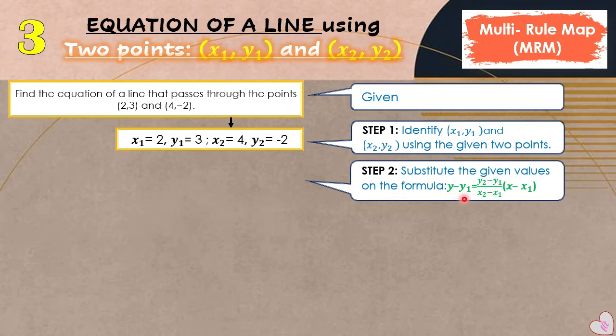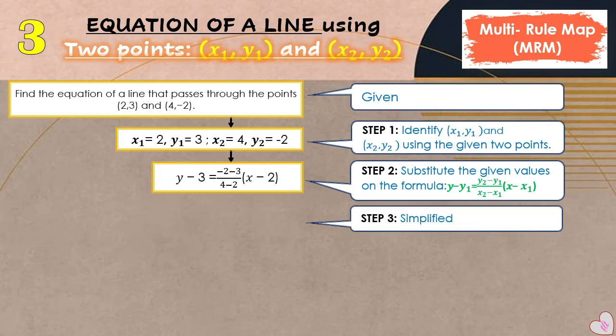y minus y sub 1 equals y sub 2 minus y sub 1 all over x sub 2 minus x sub 1 times the quantity x minus x sub 1. So we have y minus the value of y sub 1, which is 3, equals, for the value of y sub 2, we have negative 2, minus the value of y sub 1, which is 3, all over the value of x sub 2, which is 4, minus the value of x sub 1, which is equal to 2, times the quantity x minus the value of x sub 1, which is equal to 2. So all you have to do is to be careful when substituting the given values.